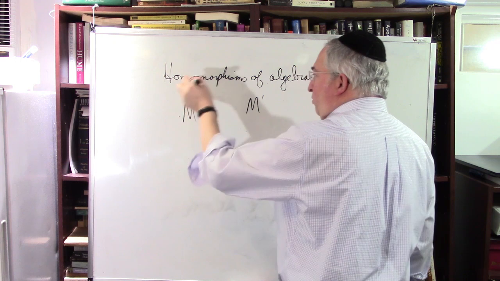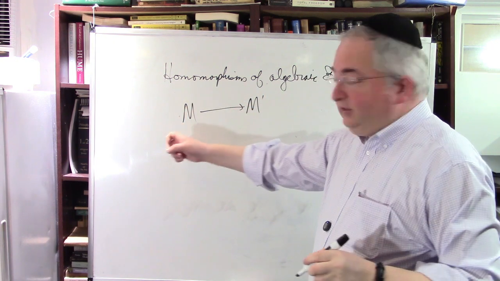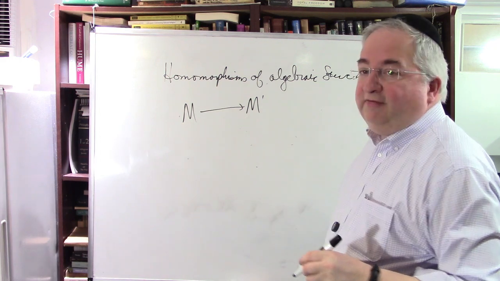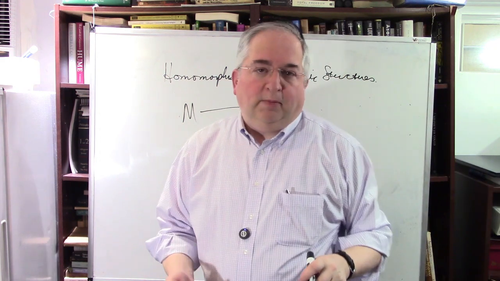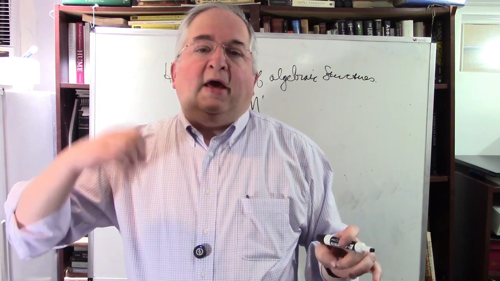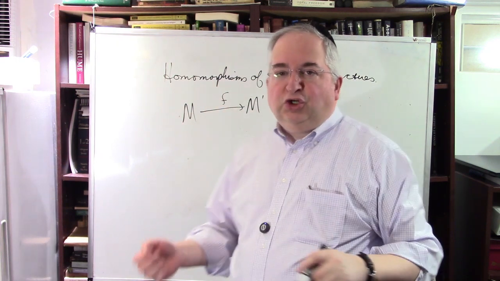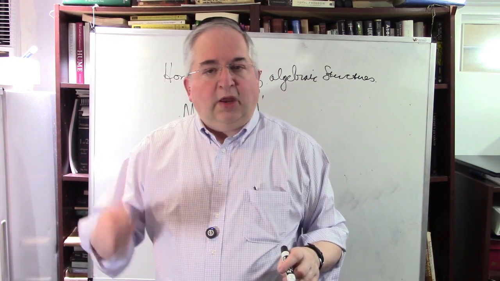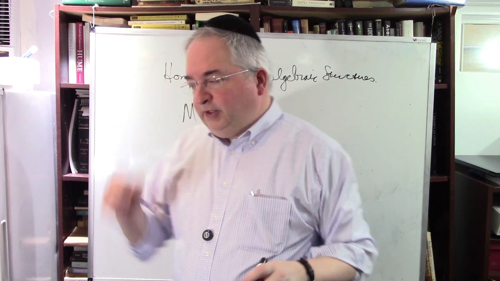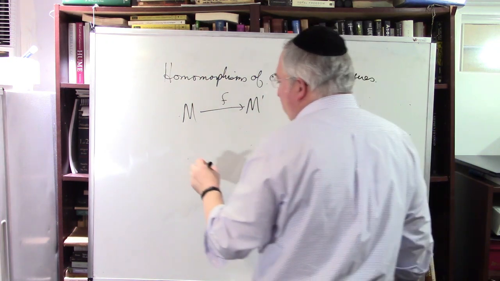Well, what is a homomorphism? It's a map from the underlying set of this to the set of this, but we make requirements, and the requirements are all the same requirement over and over. Namely, this function has to preserve the operations. What do I mean by preserving the operations? Well, I'm going to give you examples.